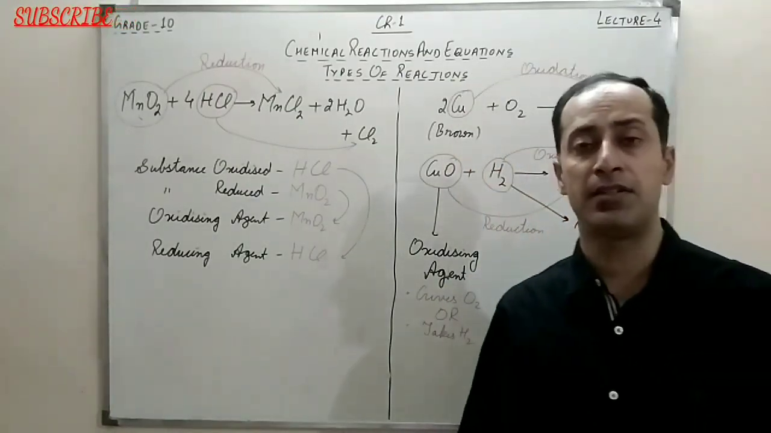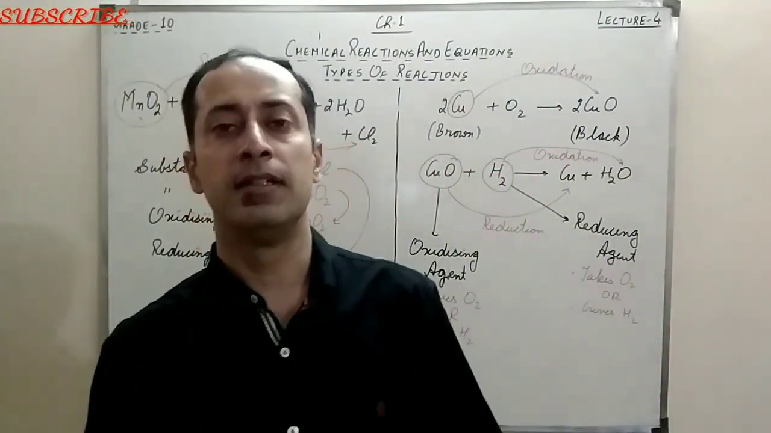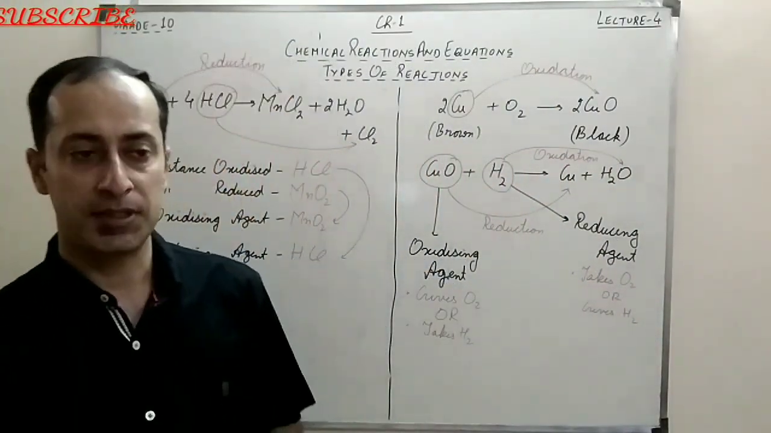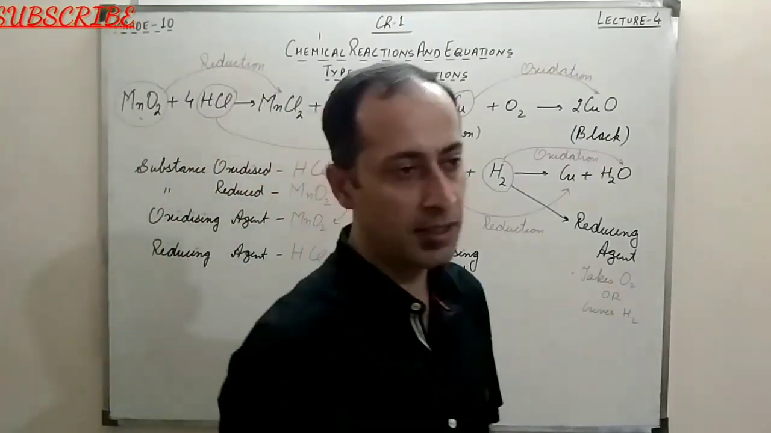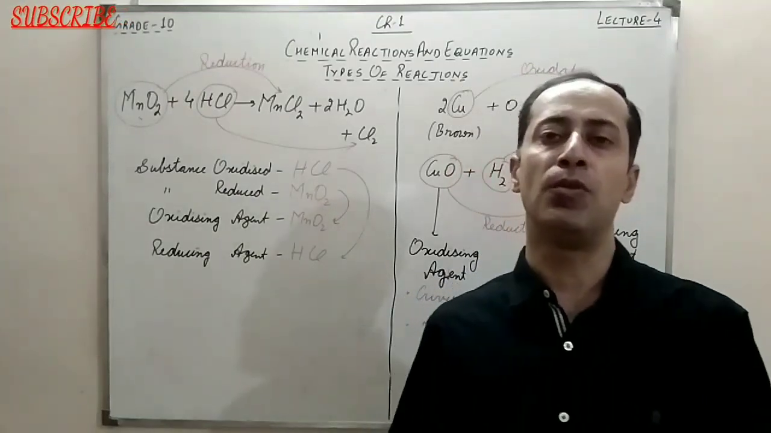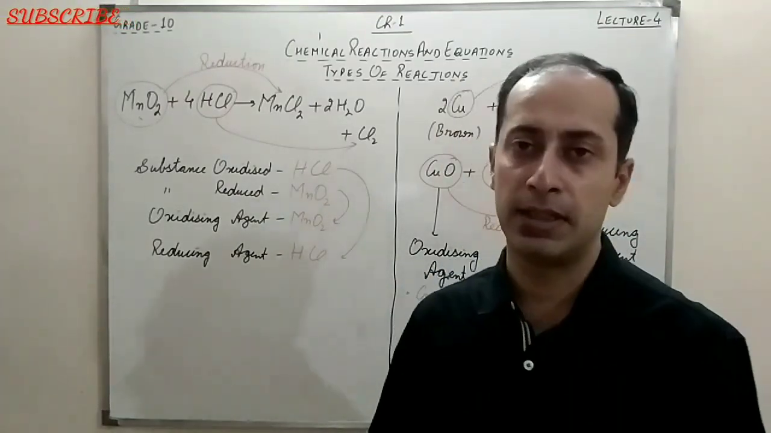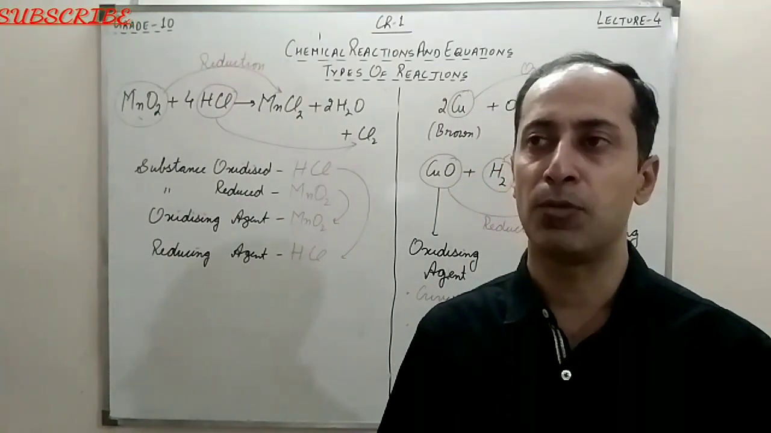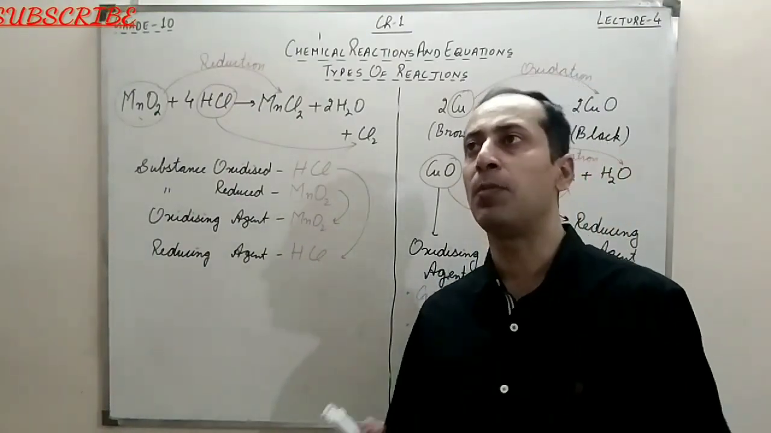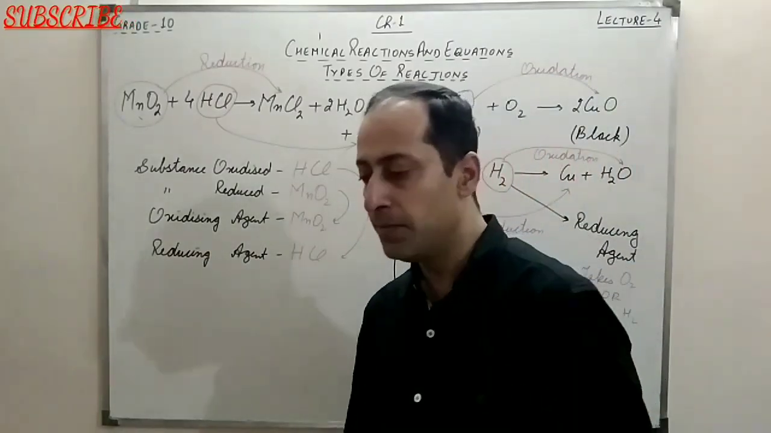The first was the combination reactions, a reaction in which two or more substances combine to form a new substance. Then we learned about decomposition reaction, a reaction in which a single substance breaks down to form two or more products, and the decomposition can be either due to heat, due to electricity, or due to sunlight, or simple light also.